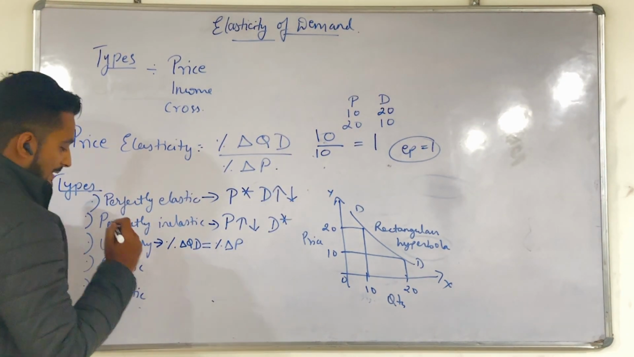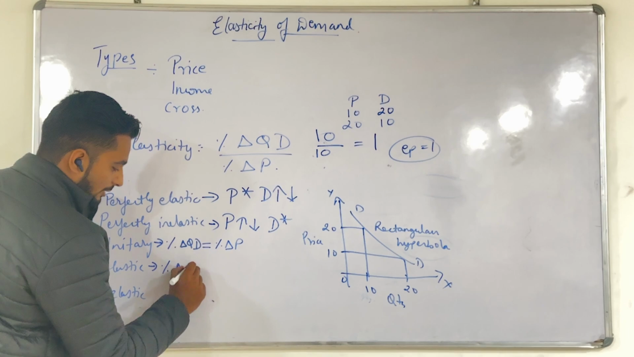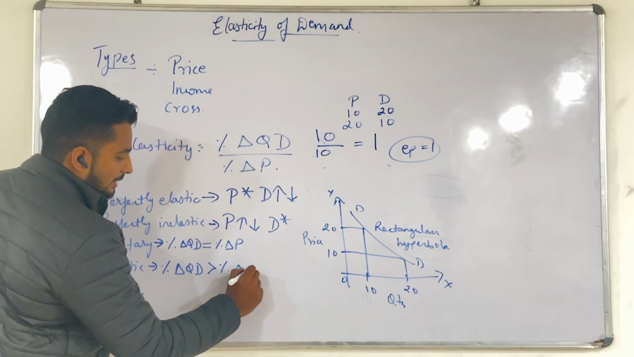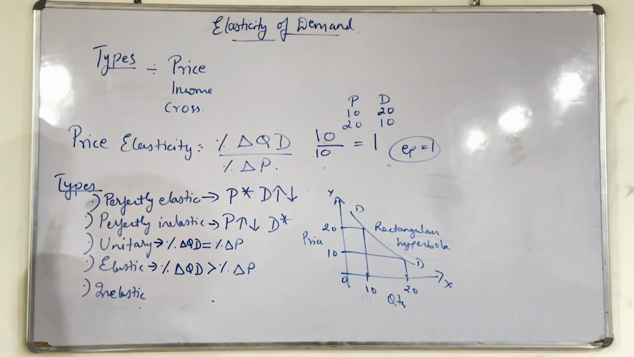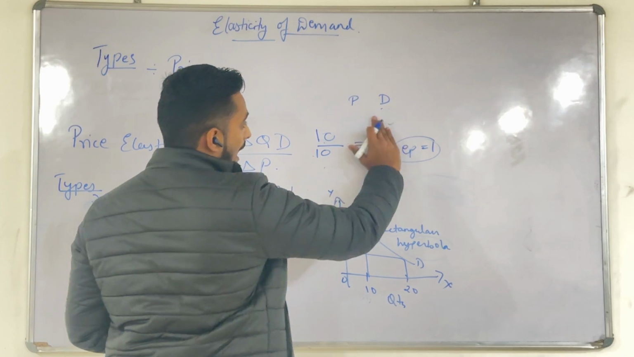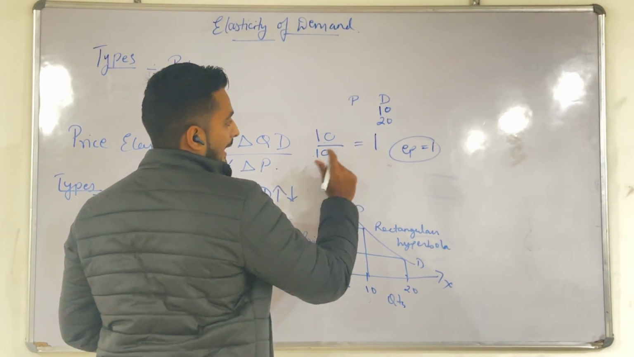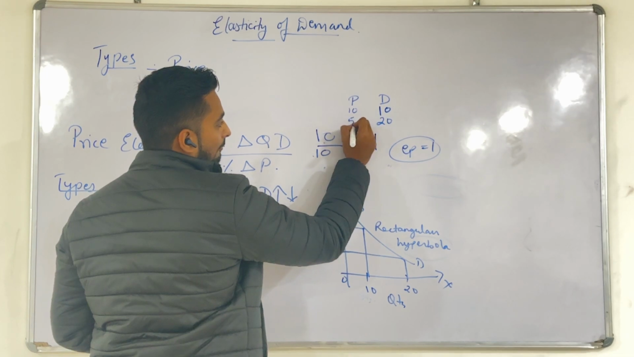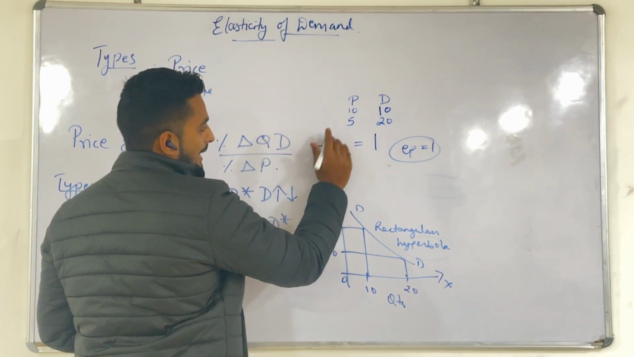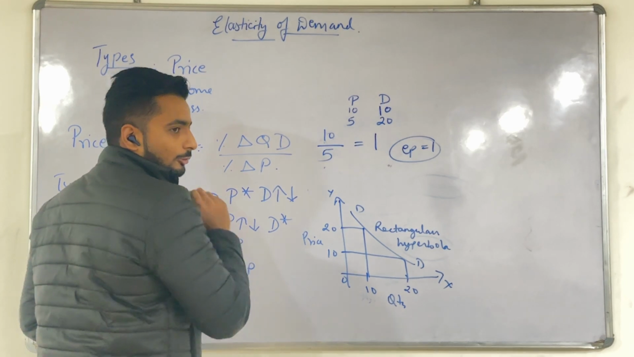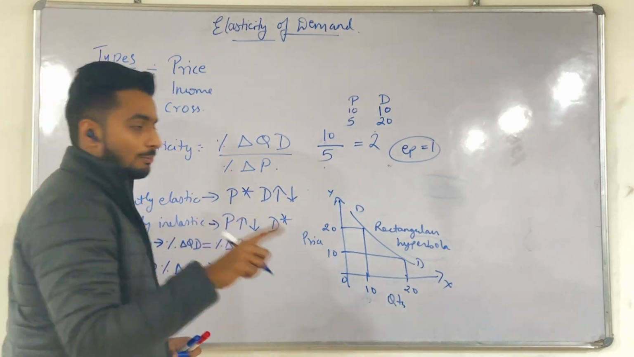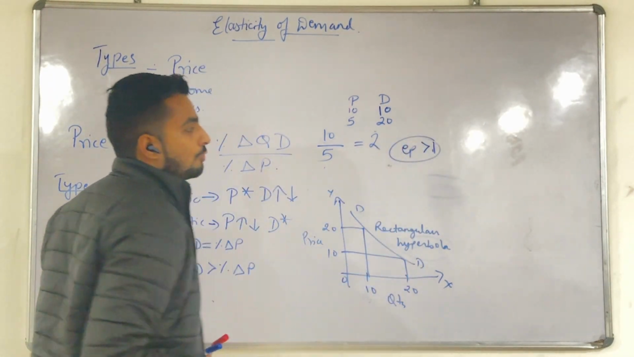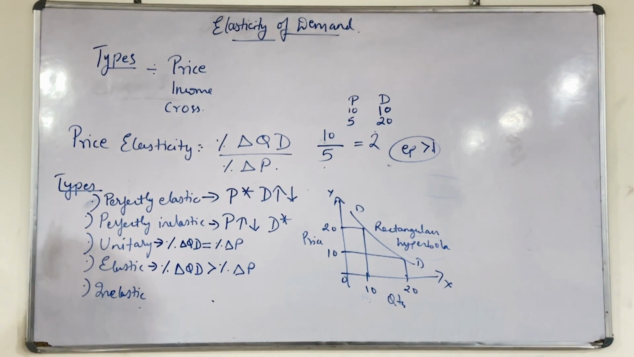Understood? Next is elastic. Elastic means percentage change in demand is more than percentage change in price. Which means that if demand increases by 10 and price falls by 5 units, the change in demand is 10 and change in price is 5. So 10 upon 5 will be 2, so it is more than 1. The formula for elastic will be EP is more than 1.